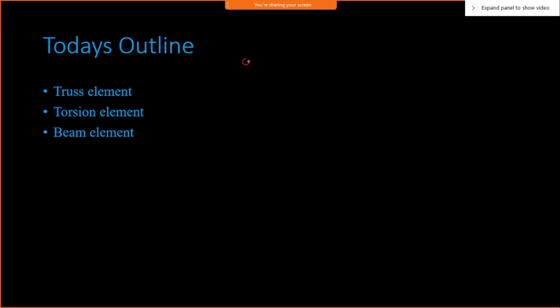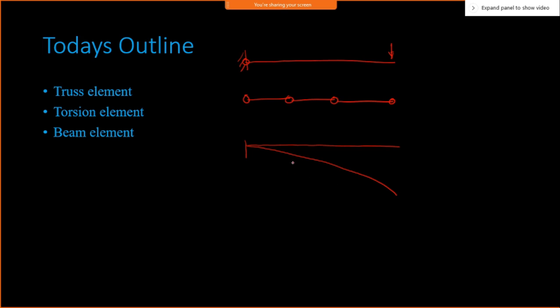So if I consider a beam, a bar-like structure in this fashion, and I'm going to have one of these beam elements for this. If I apply the force, how is it going to deform? This is my actual original position. It is going to deform in this way.